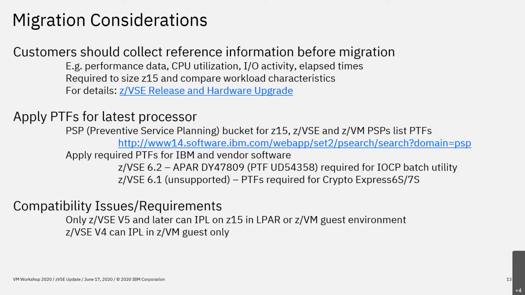Next are some migration considerations. Before migrating to a new processors, customers should collect reference information like performance data, CPU utilization, I/O activity, elapsed times, etc. This is required to size the new machine and compare workload characteristics. For details, please refer to the VSE release and hardware upgrade document. We always recommend to check the related PSP bucket to get a list of the required PDFs. And don't forget to upgrade vendor software if needed.